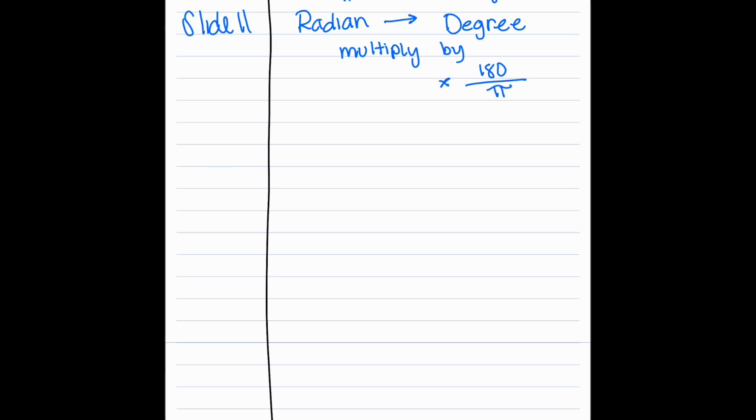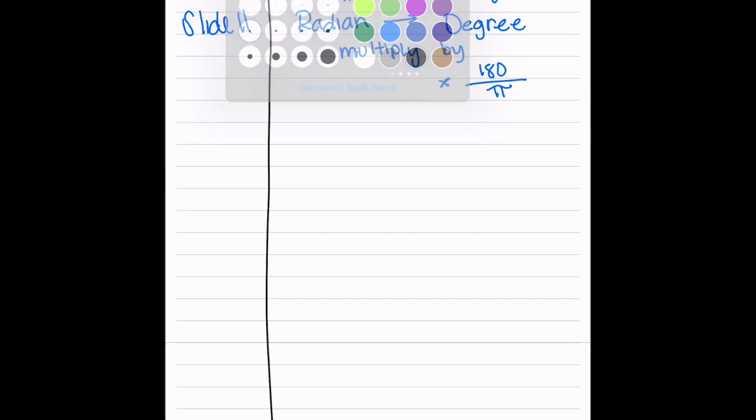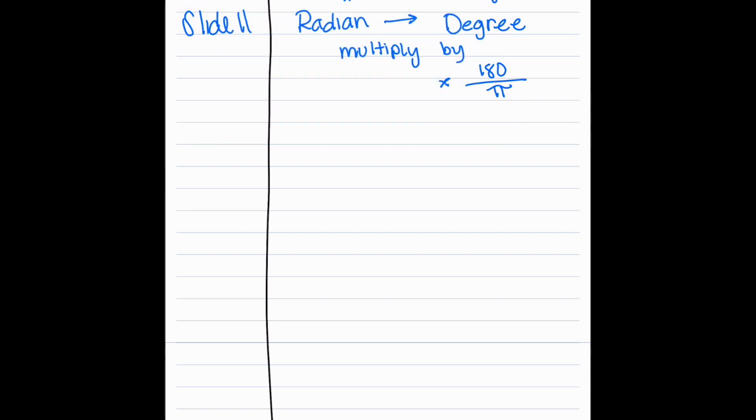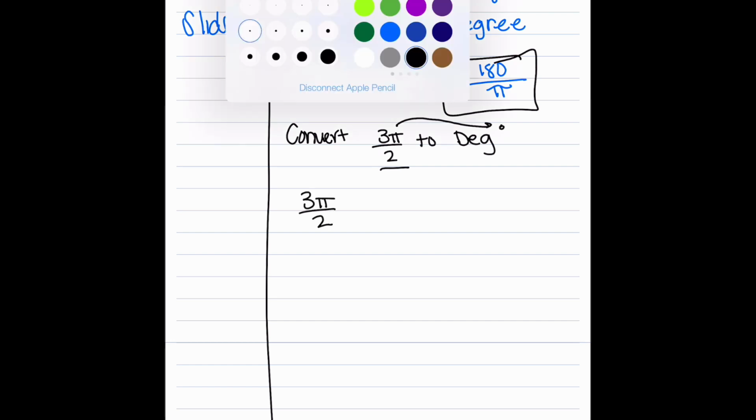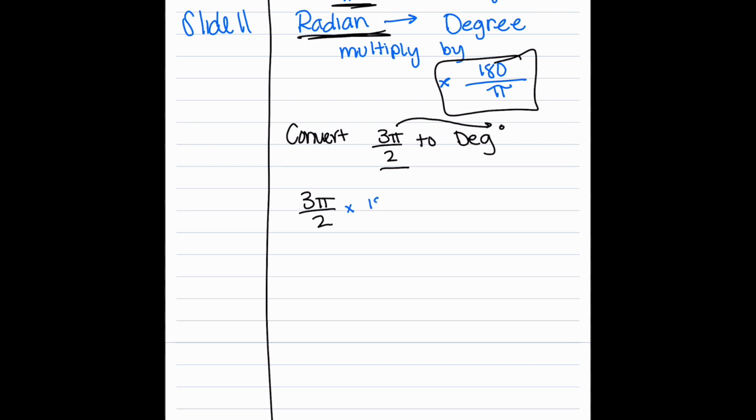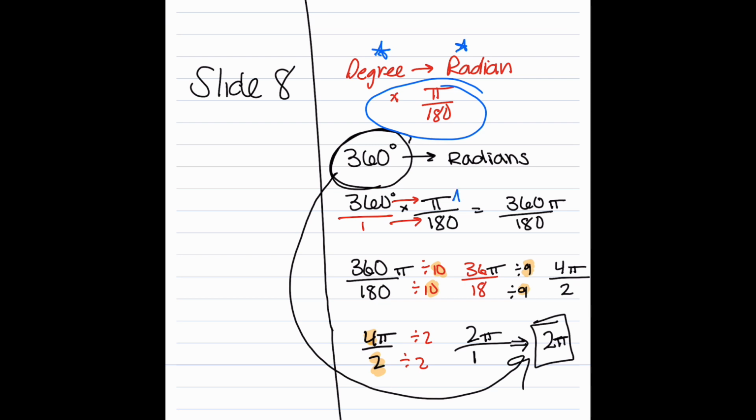So then on slide 11, we see that we want to convert 3 pi over 2 to a degree. So this is a radian because it has a pi, and I want to convert it into a degree. So I do that by multiplying by 180 over pi. I'm going to take this radian, 3 pi over 2, and multiply by 180 over pi. Notice you're either multiplying by 180 over pi or pi over 180, depending on what you want to do.